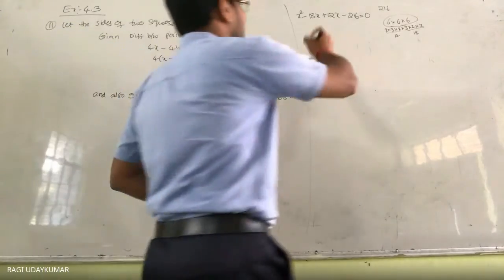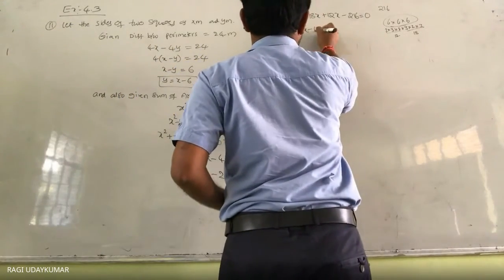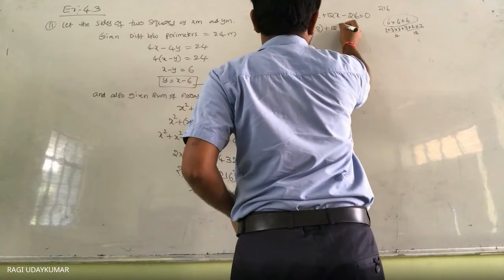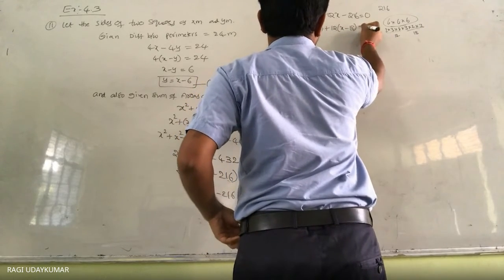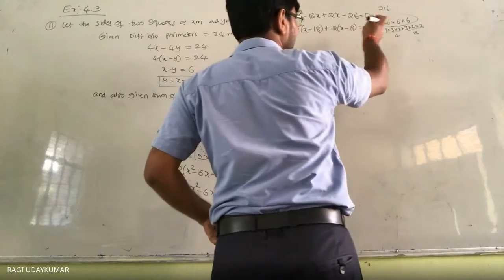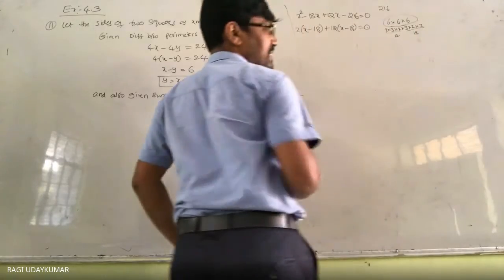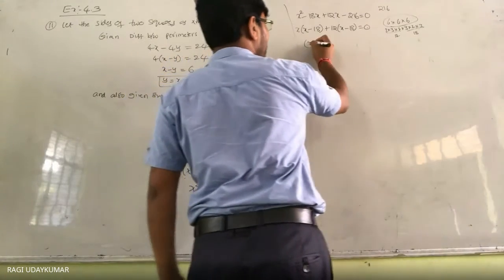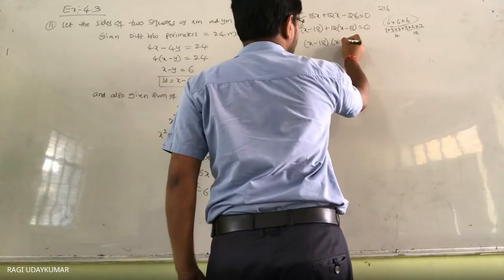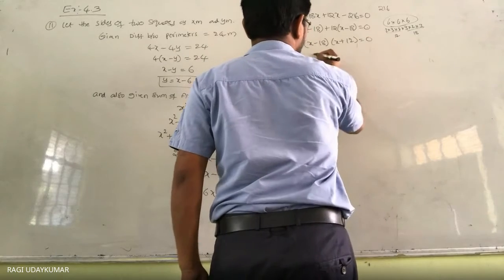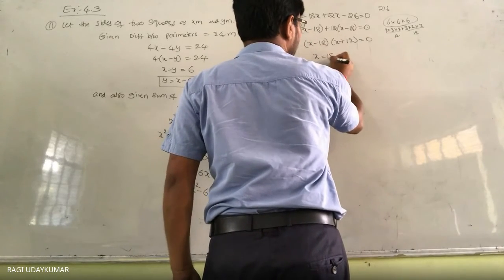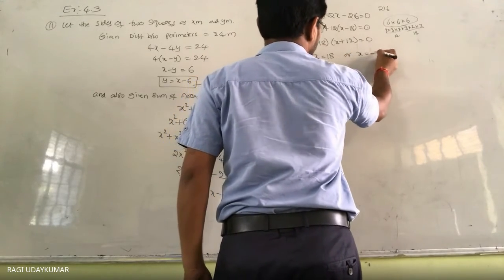Okay. So what you will write here? x into (x minus 18) plus 12 times (x minus 18) is equal to 0. Will 18 come or not? 12 into 18 is only 216, right? So from that we are going to get (x minus 18)(x plus 12) is equal to 0. So x is equal to 18 or x is equal to minus 12.